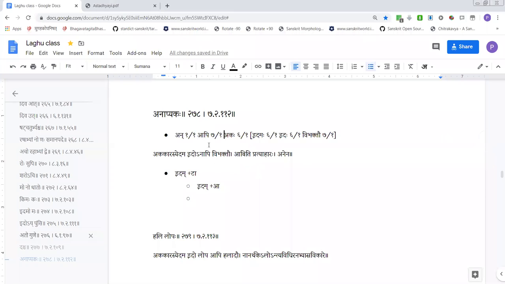Api means when aap follows. And what is aap? Aap iti pratyahara. I'll do padachheda and say aap iti pratyahara. What is a pratyahara? Pratyahara is a sanjna for what? Where do we use pratyahara?